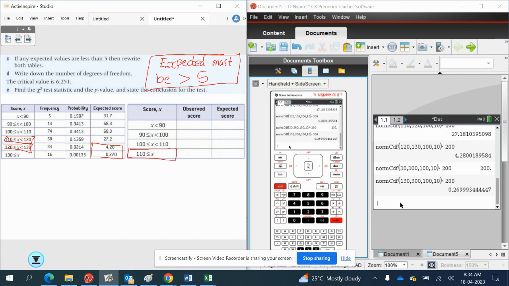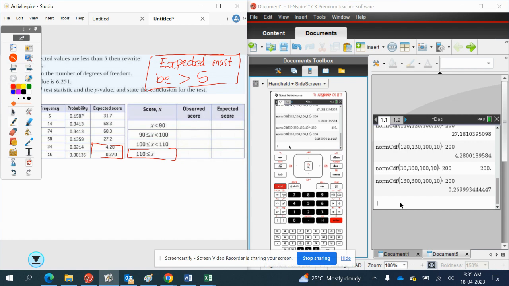Basically, we add these three values together: 110 and above. Why? If we add 120 onwards, we're still going to be less than 5, just a bit short of 5. Oh yeah, sorry, it has to be more than 5. So it's better to compress the table, reducing the degrees of freedom.